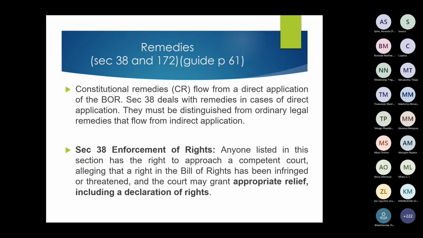Section 38 of the Constitution provides for the enforcement of rights, and as I've mentioned already, that is the locus standi or the justiciability provision. Right at the beginning, it says anyone listed in this section has the right to approach a competent court alleging that a right in the Bill of Rights has been infringed or threatened, and the court may grant appropriate relief, including a declaration of rights. By providing that phrase of appropriate relief, it means that when one of your rights in the Bill of Rights is infringed, you are entitled to any of the relief that is available to our courts. So any of the normal relief is available to you, even an interdict.